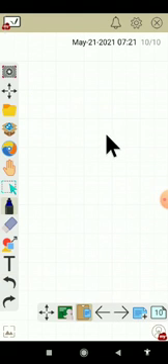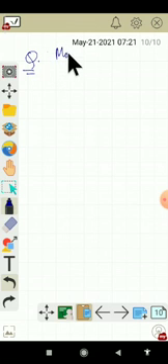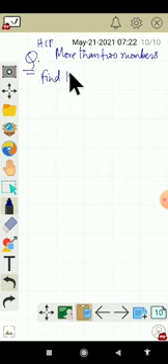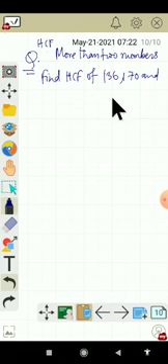Now if there are more than two numbers, suppose the question is like this: find the HCF of more than two numbers. So how do you find it? Find the HCF of 136, 170 and 255. So what will you do here?